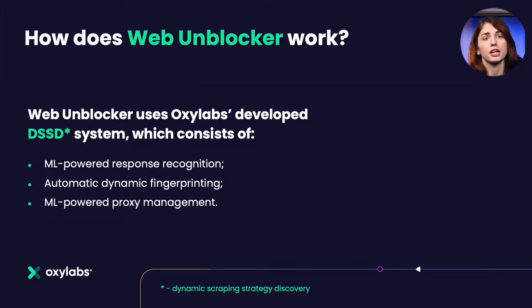So why is it advanced and how does it work? Web Unblocker uses Oxylabs developed dynamic scraping strategy discovery system, which consists of machine learning-powered response recognition, which evaluates the response received and triggers a retry if needed. Also, it does automatic dynamic fingerprinting with a set of headers, cookies, and browser attributes. It generates a unique web fingerprint. And also, Web Unblocker does machine learning-powered proxy management, which uses the best proxy for the target website to scrape.